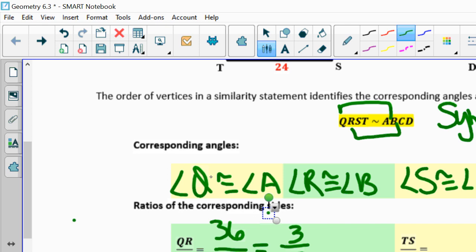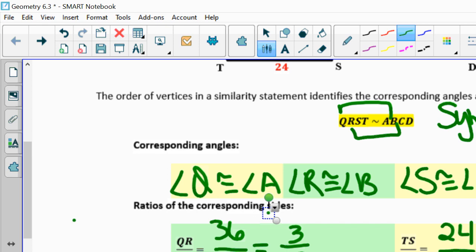TS is marked 24, DC is marked 16. Again, I need to reduce that. 24 and 16, the biggest number they have in common is 8. So 24 divided by 8 is 3, and 16 divided by 8 is 2.